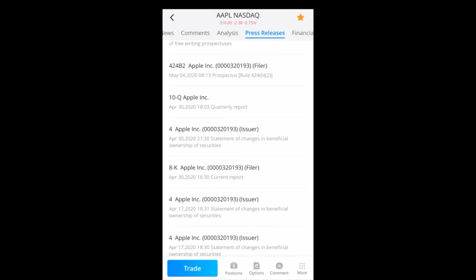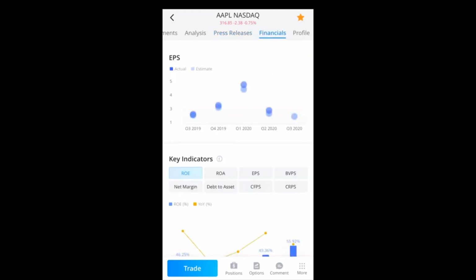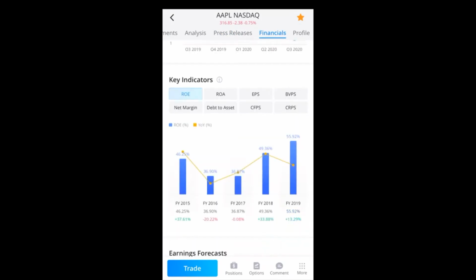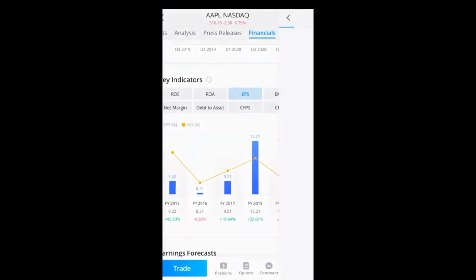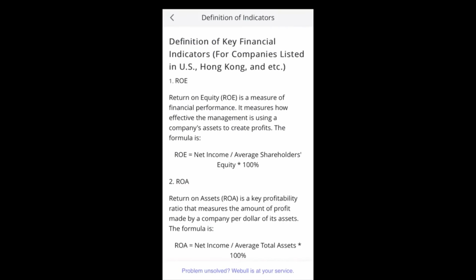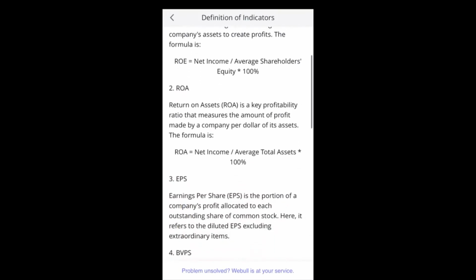There is a lot of information that you can get just within the Webull app, for individual stocks or the stock market as a whole. You can see their financials, and their earnings per share, that's EPS. You can see specific indicators like return on equity, return on assets, earnings per share, and lots more information. If you click the I symbol next to key indicators, you can get the definitions of all of these indicators that are listed.